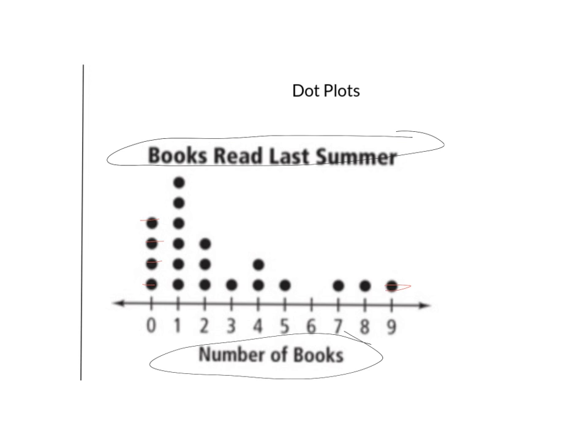So remember that when we read these, we need to look for a key, find out how much each dot or image represents, and then the dots above the number represent the people that were surveyed.